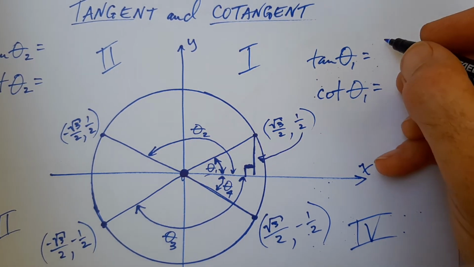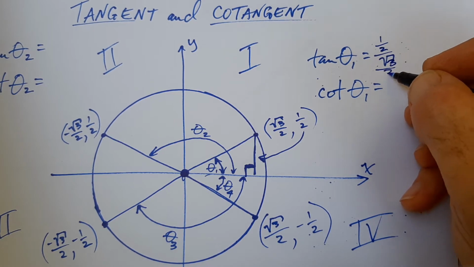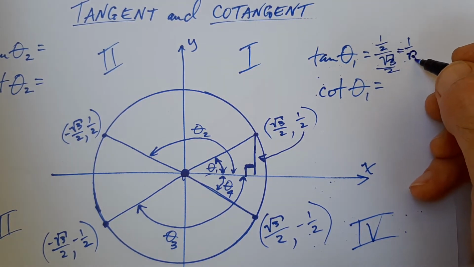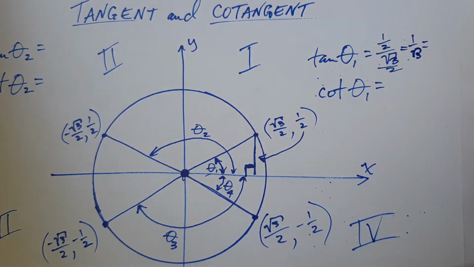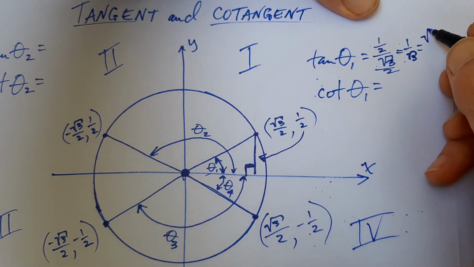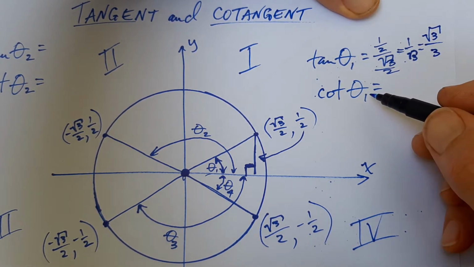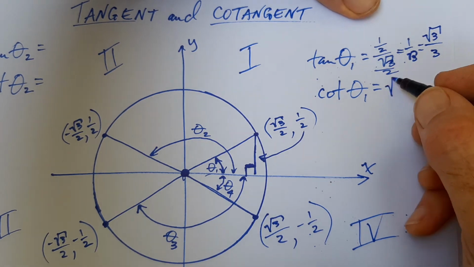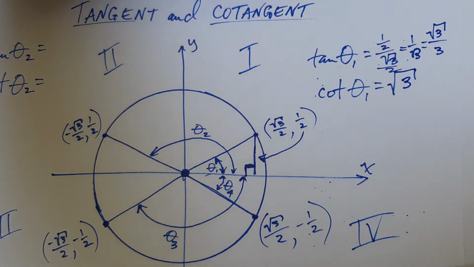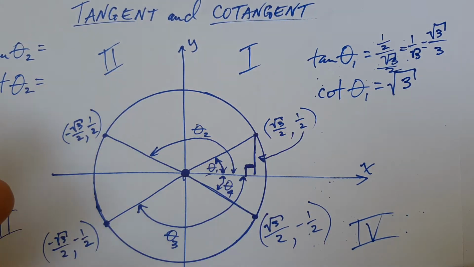So, without further ado, you got 1/2 over square root of 3 over 2, flip it over. You get 1 over square root of 3, which is square root of 3 over 3. And cotangent, I flip it over, so it's square root of 3. So in the first quadrant, tangent and cotangent are positive.